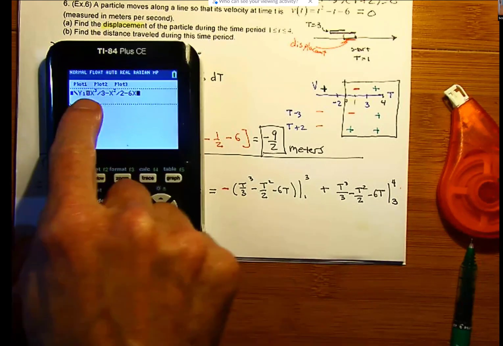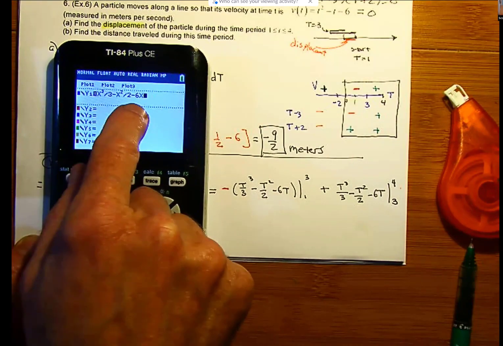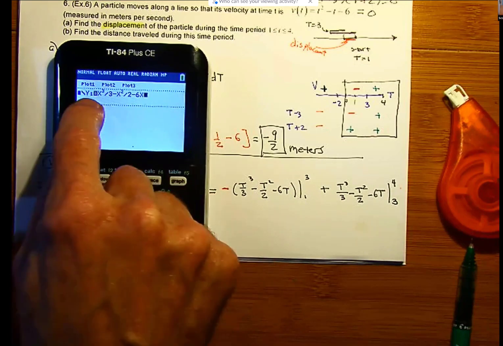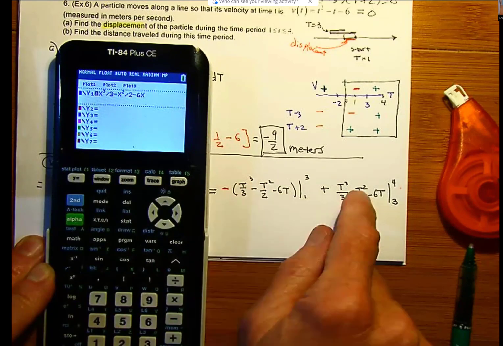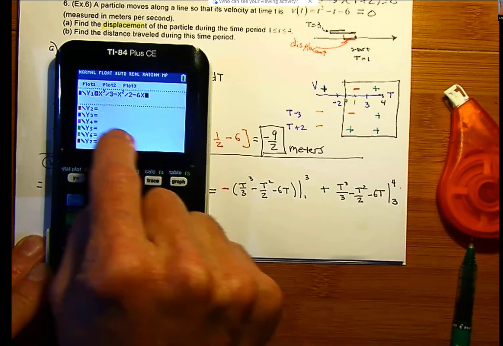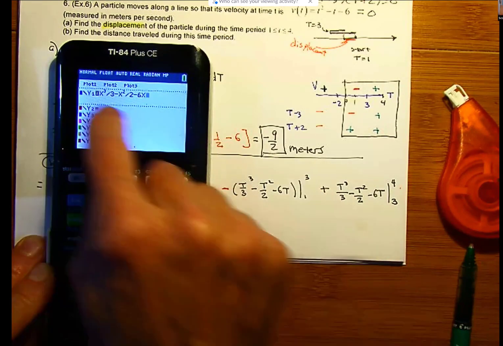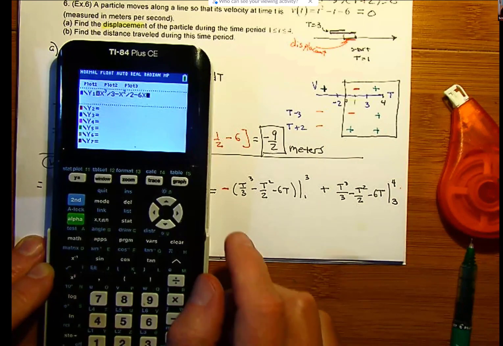Okay, so I want to double check. Did I type it in right? X cubed divided by 3, x squared divided by 2. Yes, okay. So this calculator has y1 memorized. My y1 is our formula. And I want to plug in 1 into this y1, I want to plug in 3 into this y1, I want to plug 4 into this y1 and get those answers.